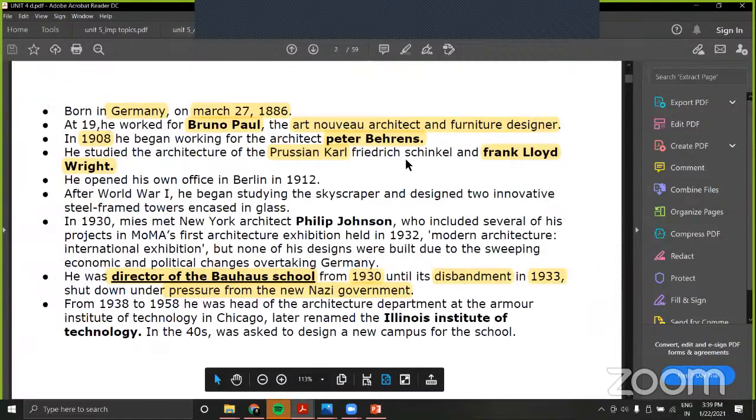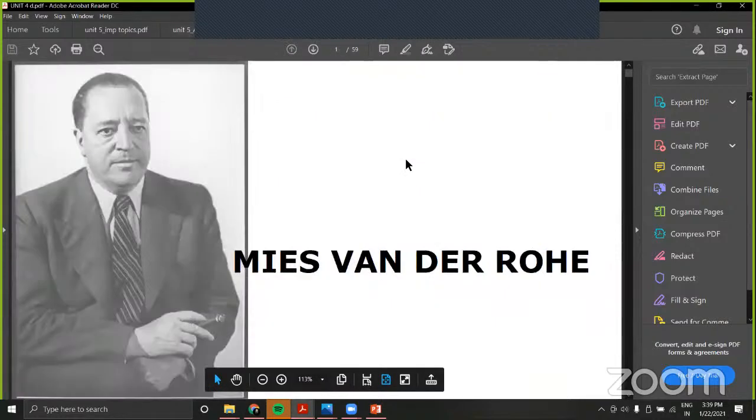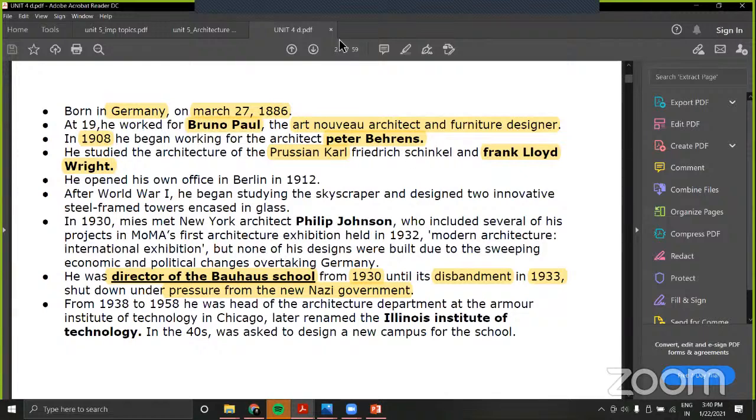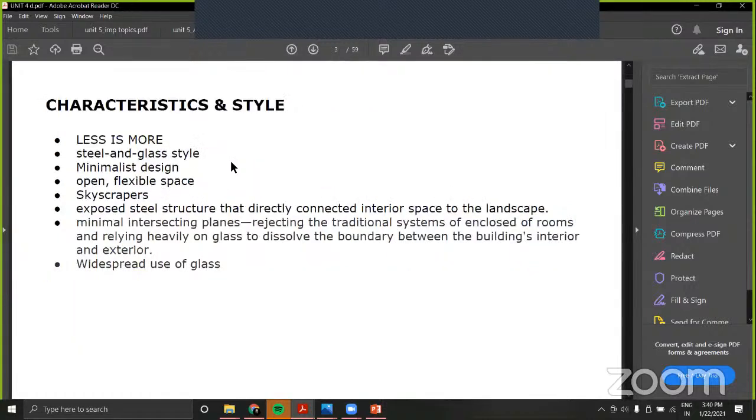So first we will see about Mies van der Rohe. He was born in Germany on March 27, 1886. He worked under Bruno Paul as an Art Nouveau architect and also as a furniture designer. Since these are all common information about the architect, we will see more on the characteristics and his style.